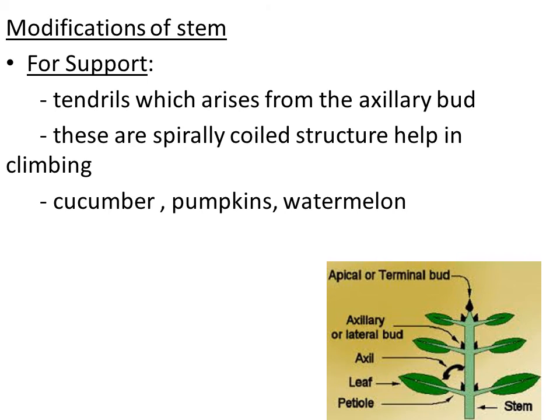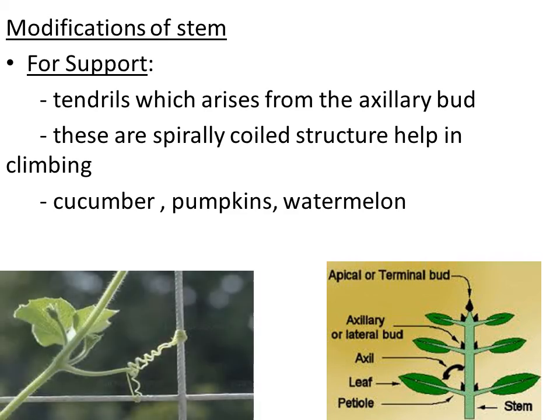In all these examples, the stem is not solid, right? Cucumber is a climber. When the stem is very weak, the plant needs additional support. In order to climb, the cucumber plant needs support. That additional support is given by one of the modified parts of the stem. That modified part is called a tendril. This is how the tendril gives support to the weak stem.